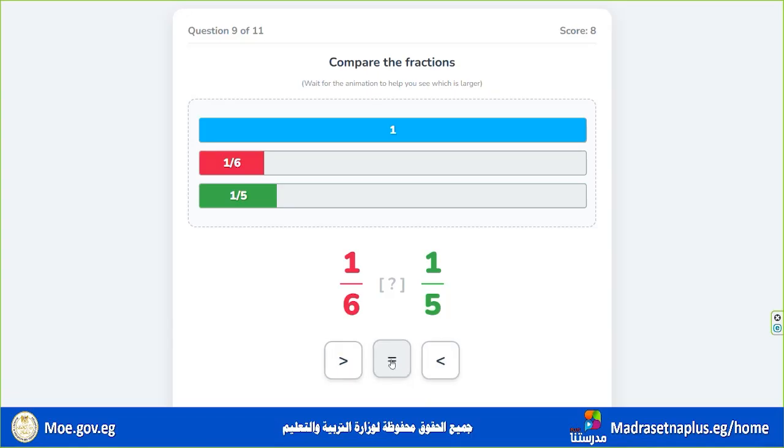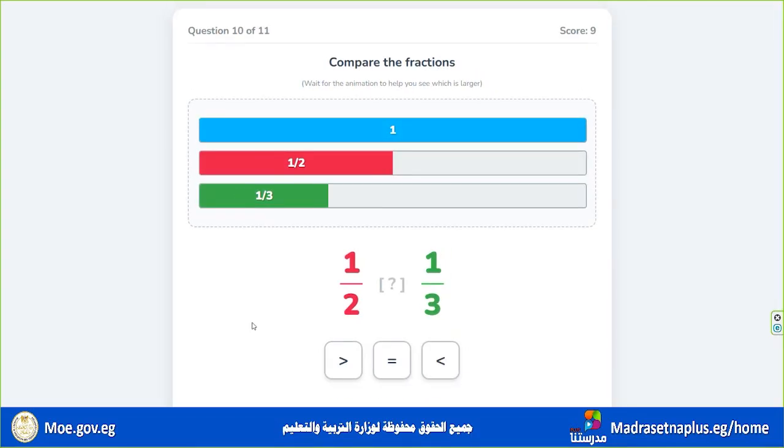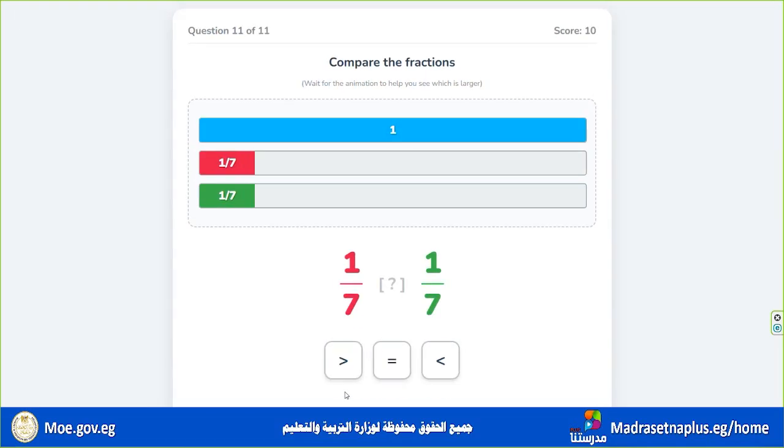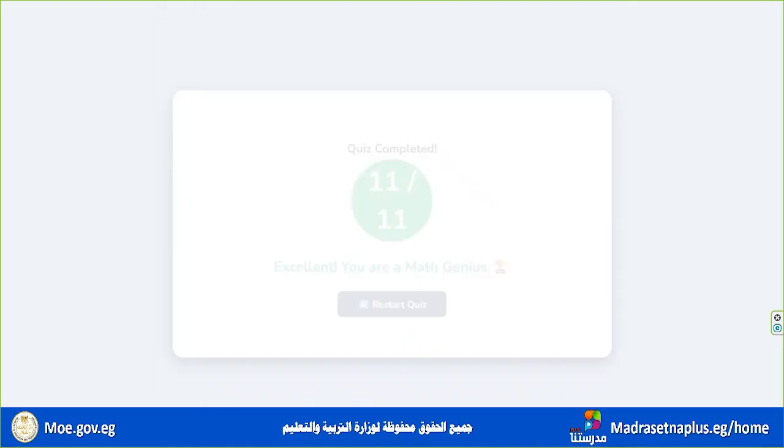Less, smaller. This is the same, equal, the same. Bigger, greater, larger, less, smaller. 1/6 is smaller than 1/5. Yes. 1/2 and 1/3, easy. 1/2 is bigger. Last one, 1/7 and 1/7. Red part and green part, you can see they are the same. So 1/7 equals 1/7. Yes.